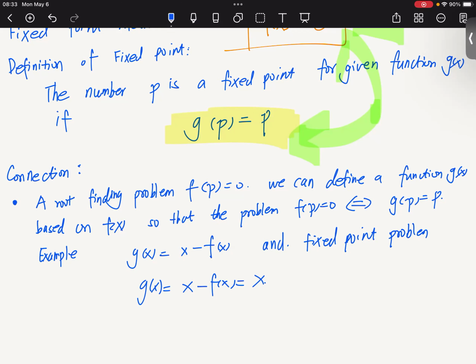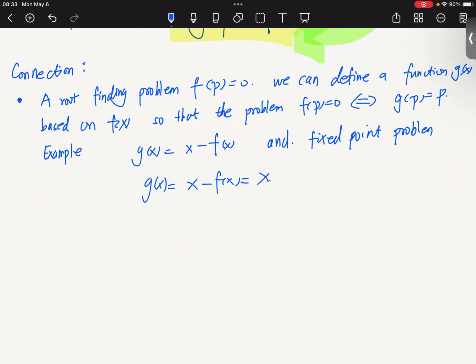So this is one way to change the root finding problem. We want to find f(x) equals 0, and now it changes to g(x) equals x. You can define the g function in many ways, and we will give you some examples later. There are many ways to define the g(x) function, and we need to find the proper g function to get the desired result. This is one way: if we have the root finding problem, we get to the fixed point problem.